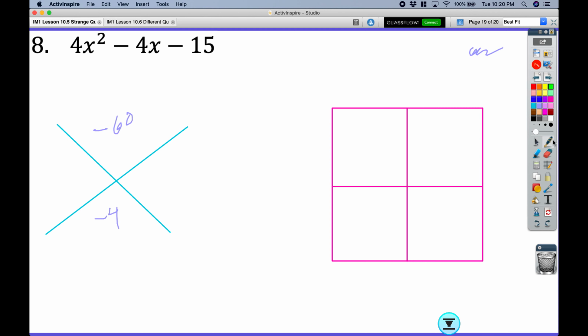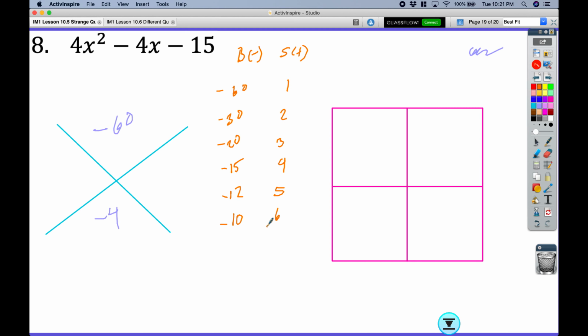Alright, so let's go ahead then and look at this. I have these values that I'm trying to get to multiply to -60 and add to -4. So when I look at these, I know once again that my bigger value is going to be negative, while my smaller number is going to be positive. So let's see, I have 1 and 60, 2 and 30, 3 and 20, 4 and 15, 5 and 12, 6 and 10, and my bigger number is negative on all these.